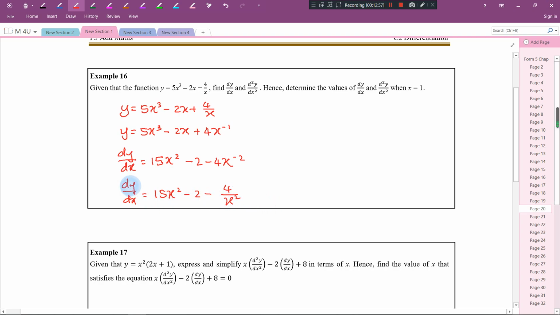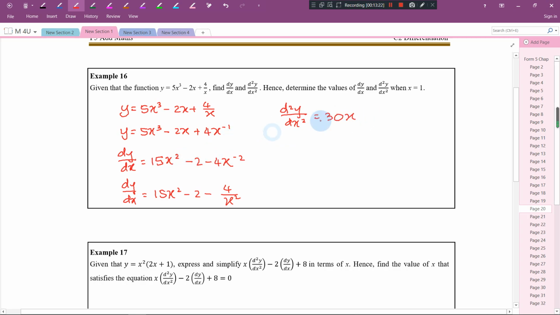This is the first derivative. Then we want to find the second derivative as well. d2y dx squared. Okay, just look at this one. This is the first derivative. We are going to differentiate it again, but still using the same process. 2 times 15, you will get 30. Copy the x.